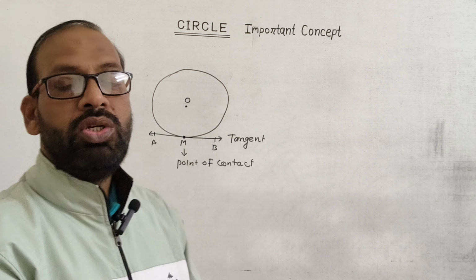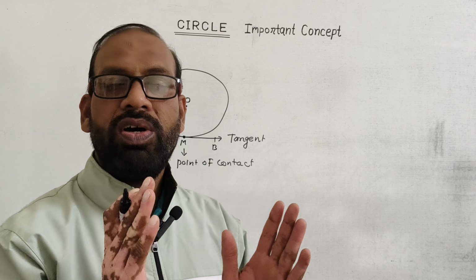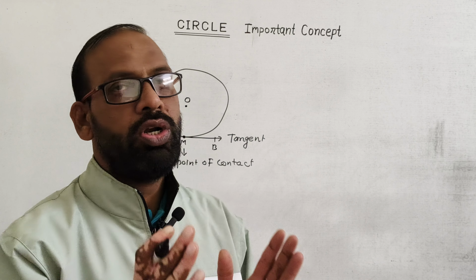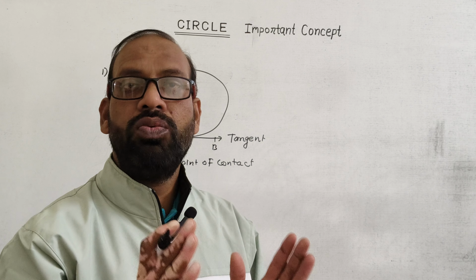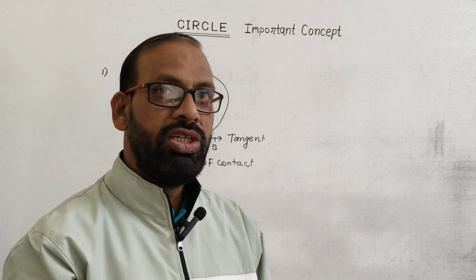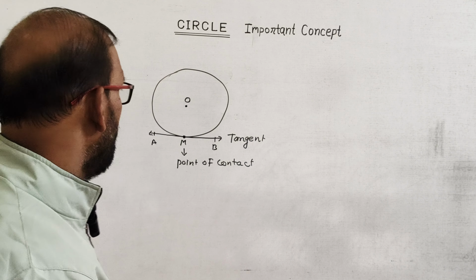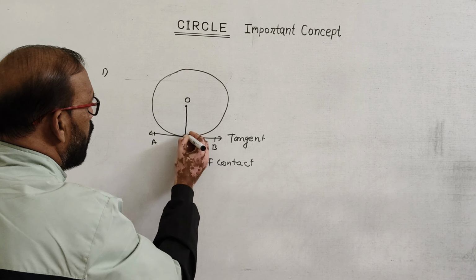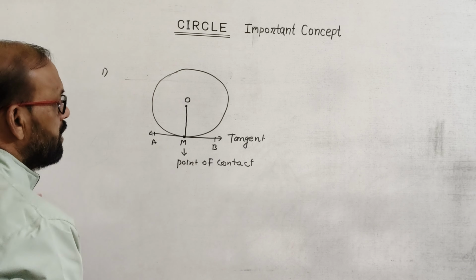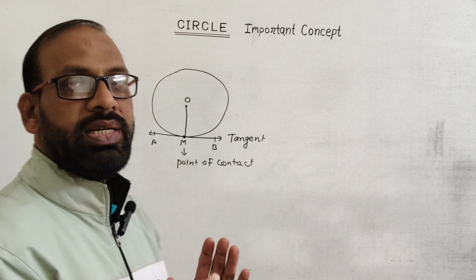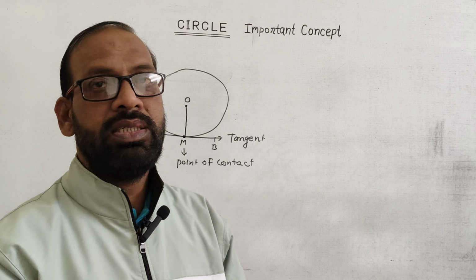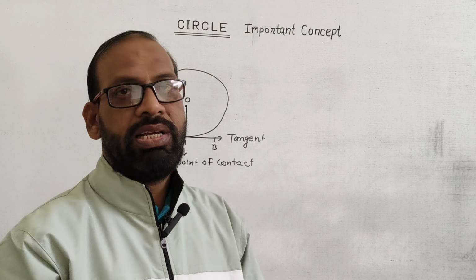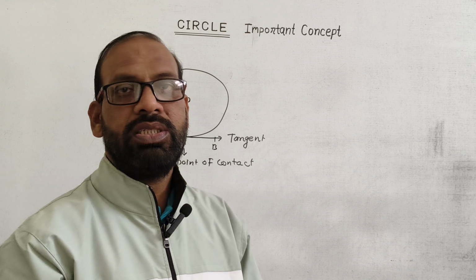Okay, understood? So any line that touches the circle at one point, that point is called as point of contact, and that line is always called as tangent to the circle. Now suppose if we join this center with this point of contact M, now this is nothing but the radius. OM is a radius. So there is one property, the tangent radius theorem. It is called as tangent radius theorem.